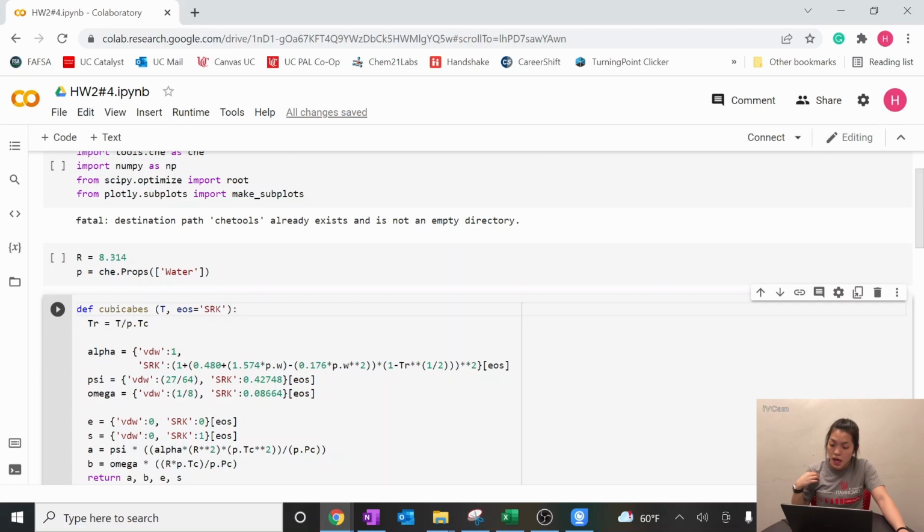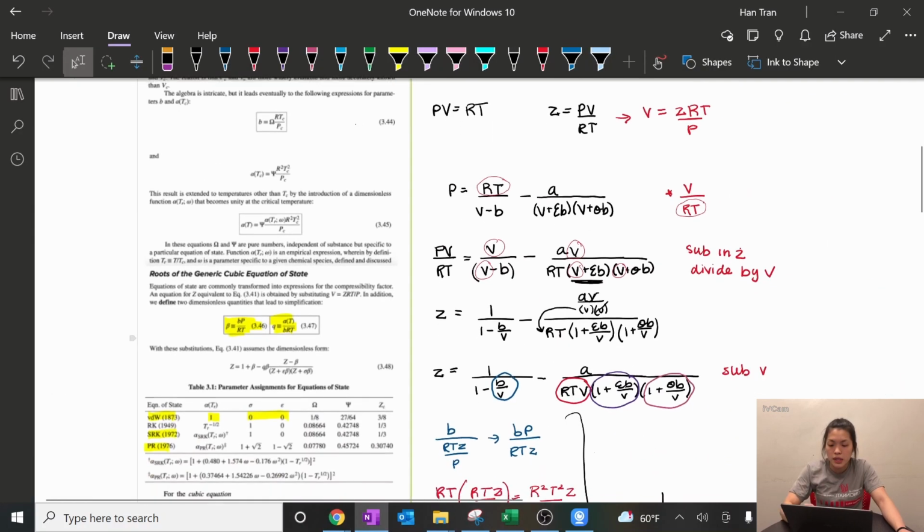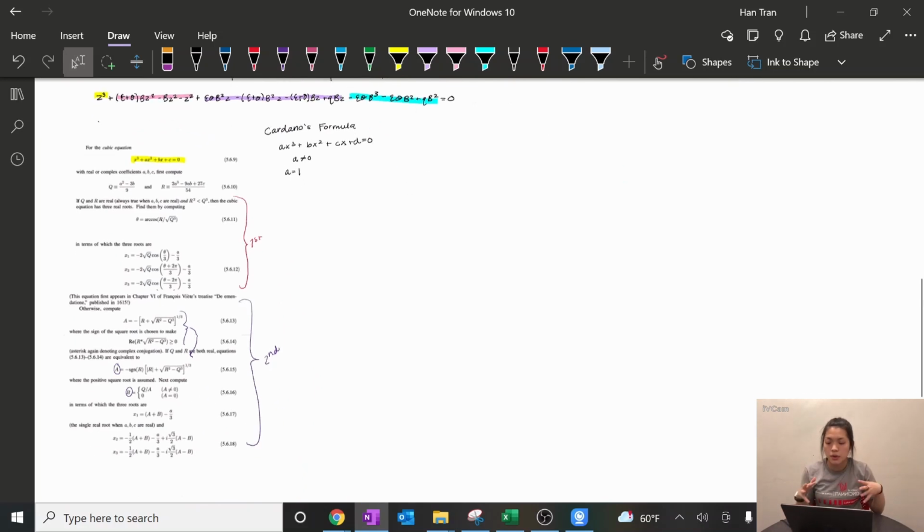We will be using the function cubic ABEs to solve for the constants later on in this Python script that we will write down here. So before we move forward, we're going to write out the steps of how we want to go about writing this Python script, and then we're going to head on over to Python and actually write it.